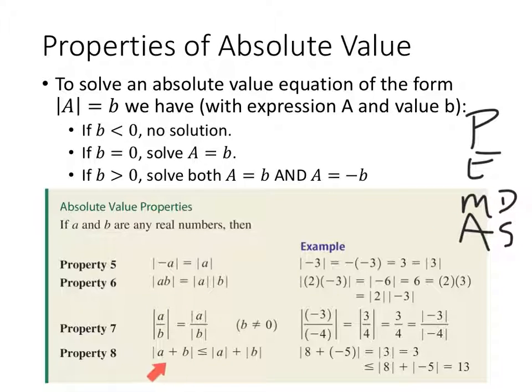The absolute value of a sum is less than or equal to the sum of the absolute values. And we see an example here that shows where it's true. If A and B are both non-negative to start with, that's where we have our equal to. If either A or B is negative, then we have the less than portion of the property.